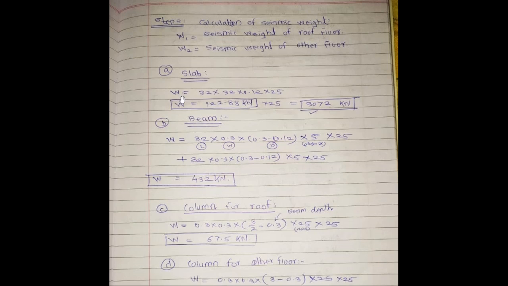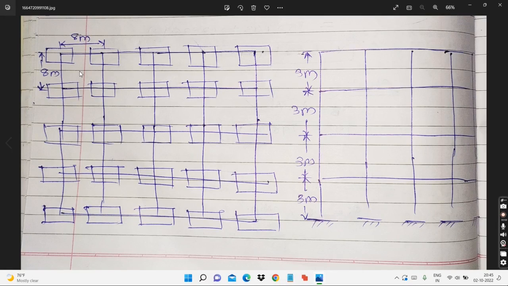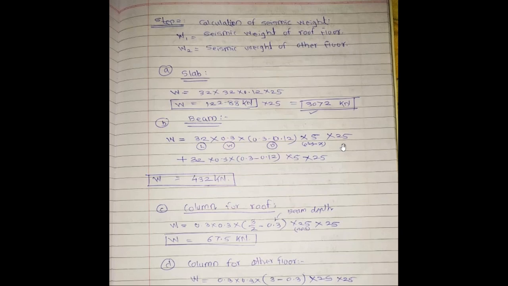Weight of slab is nothing but the volume of slab into density of slab. Slab is generally made up of concrete, so this 25 indicates the density of concrete. This 32 into 32 into 0.12 is the volume. If we see our plan, 32 meter by 32 meter is the plan and 0.12 is the thickness of slab. So after multiplying by density, we will get the weight of slab in kilonewton.